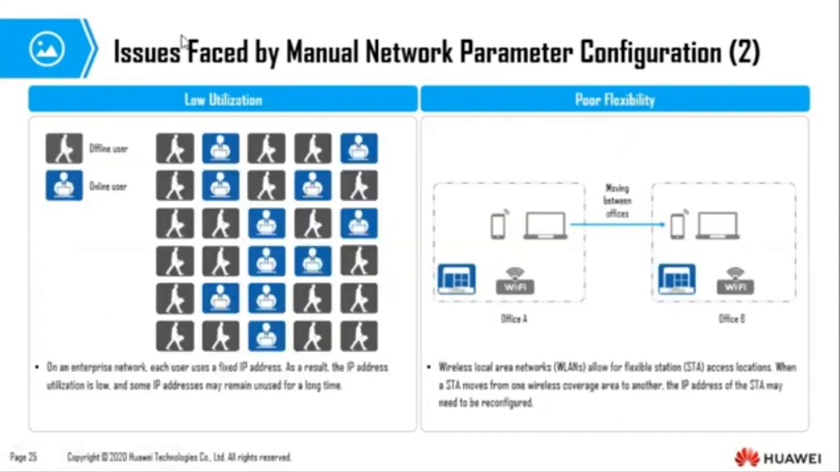The other problem with manual configuration is low utilization, because once you are assigned a private IP address, it is yours forever. So when you're not logged in, when you've shut down your machine, no one else can use that IP address. On an enterprise network, each user uses a fixed IP address. As a result, the IP address utilization is low, and some IP addresses may remain unused for a long time. The other problem is poor flexibility.